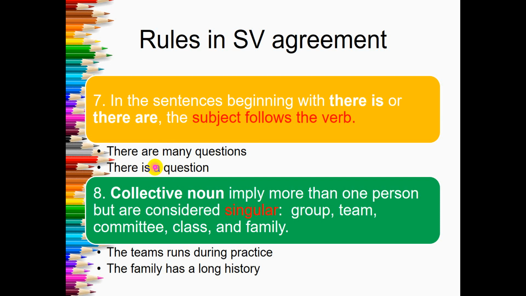The last rule is collective nouns. A collective noun is a noun that implies more than one person, but they are considered as a group. They do things together. For example, the words group, team, committee, class, or family. These are considered singular.